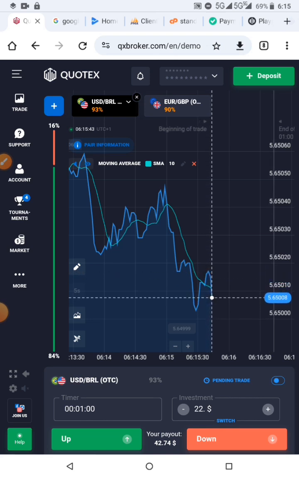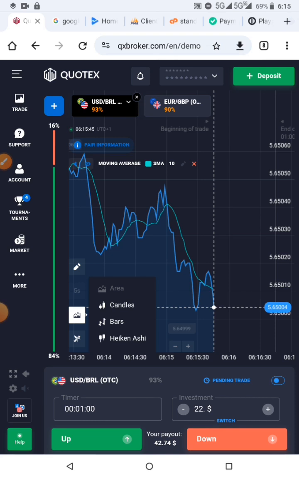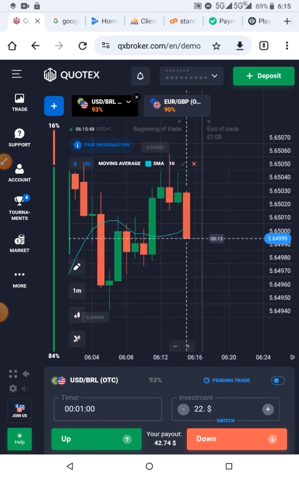This is where you select it from. But for me, I use candles, so I change it back to candle here because I study more about candles. So that's where you are going to change it from.